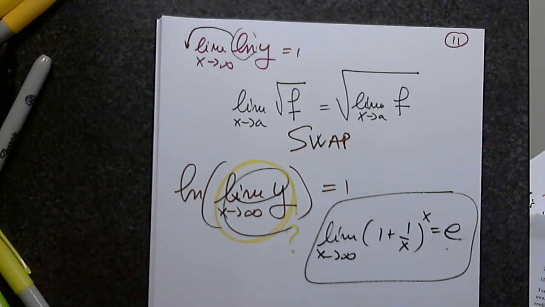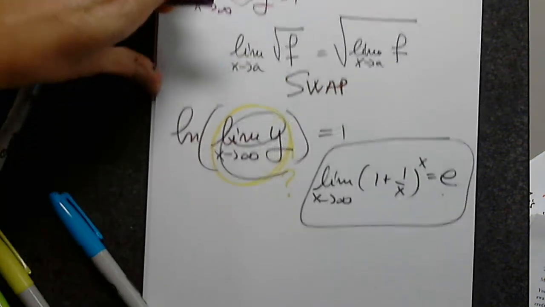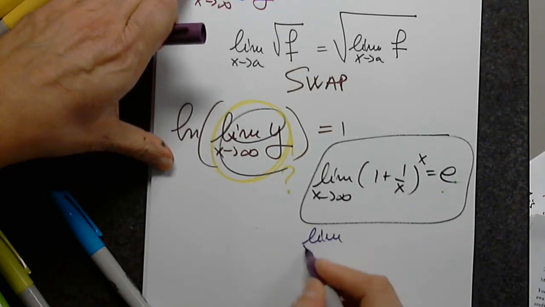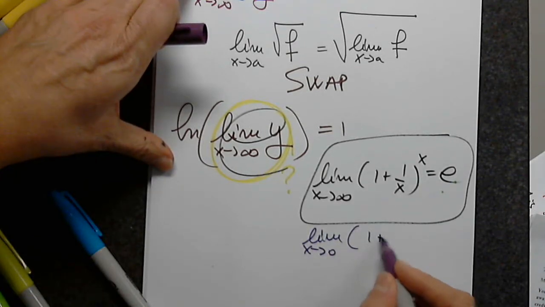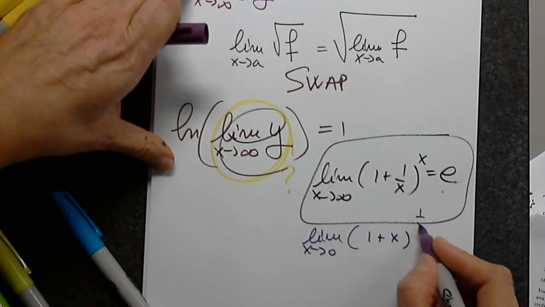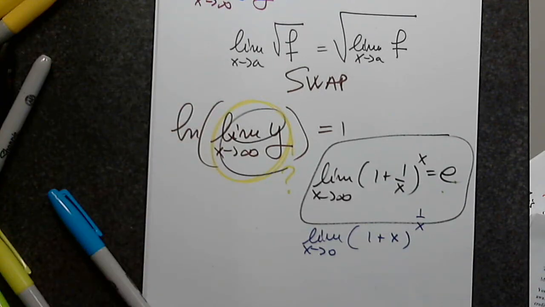Does it have to be 1 plus 1 over x? There is a second possibility, which is the limit as x approaches 0 of 1 plus x raised to 1 over x. I don't want to spoil it, but what do you think the answer would be? I'm going to say e.